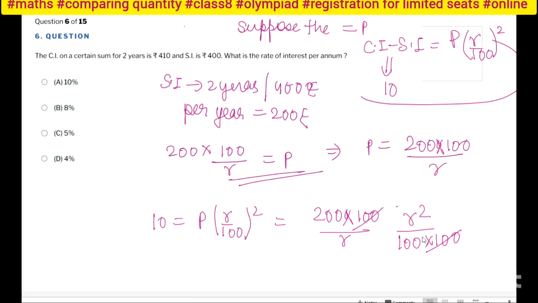100 cancels out, 1 R cancels out, 20 cancels out. So I am getting 2 only, right? So my 2R is equal to 10. This implies that R is equal to 5%. So my rate of interest is 5%.